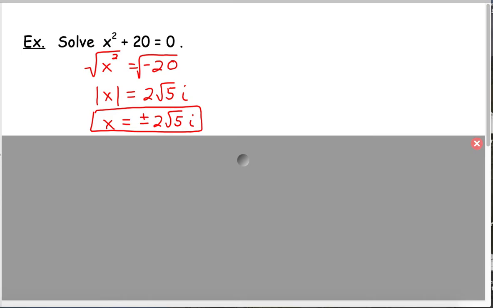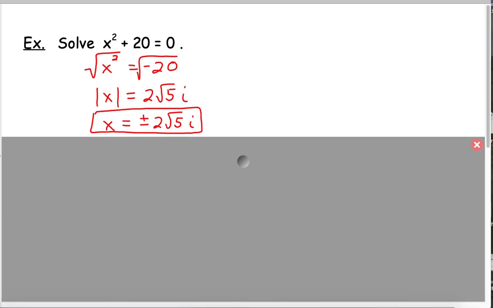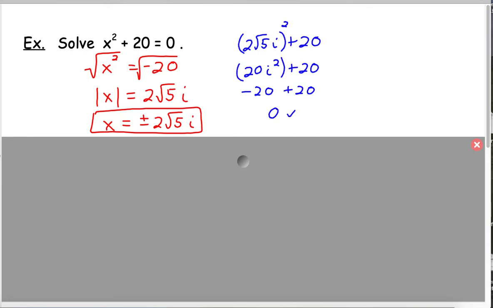Now, oh, by the way, we could check that. If I plug in 2 root 5i for x in my equation, square it and add 20, 2 root 5 times 2 root 5 is 4 times 5, which is 20, times i squared. And then i squared is negative 1, so that's negative 20 plus 20, which is 0, which is what we're supposed to get. And if I plug in a negative 2 root 5i, when I square it, it's still going to become positive 20 i squared, and that'll be negative 20 plus 20 is 0. So both of those work.